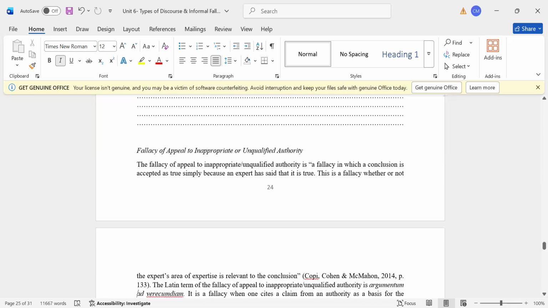Fallacy of appeal to authority, or some people call it appeal to inappropriate or unqualified authority. But the short term is fallacy of appeal to authority. When you use a particular authority, it could be a person, anything, as a basis to draw a conclusion, but that person is not the right authority in that particular instance, then you are committing a fallacy of appeal to authority.